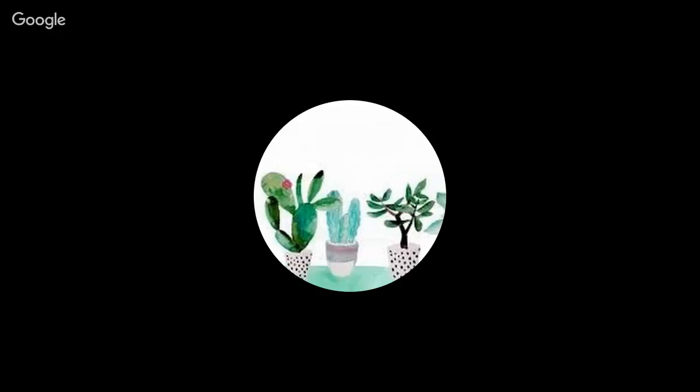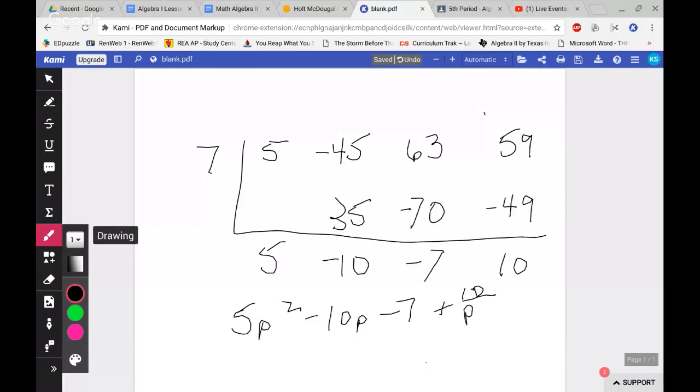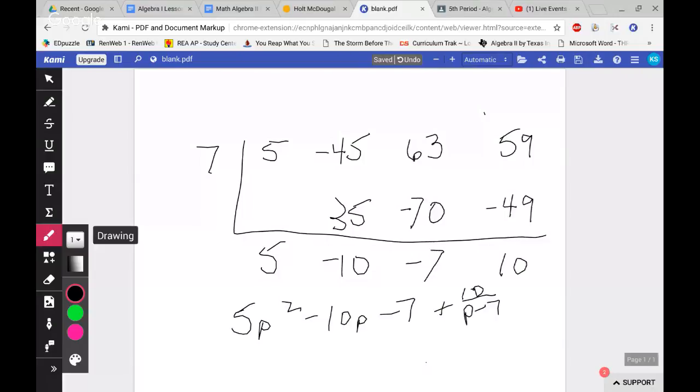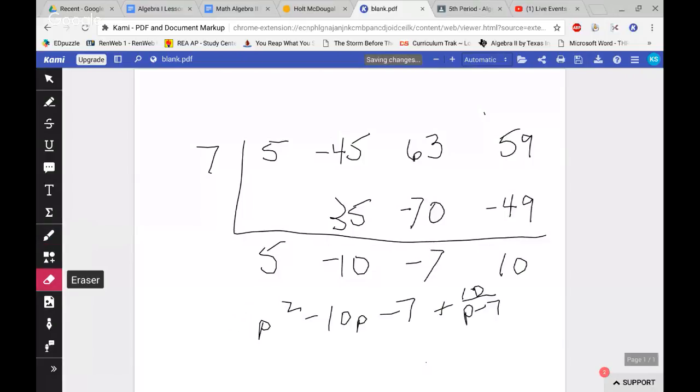Now the answer is 5p squared minus 10p minus 7 plus 10 over p minus 7. Good job. Okay. You did it. That's good. All right, so we can move to the next section. How do you feel about factoring?